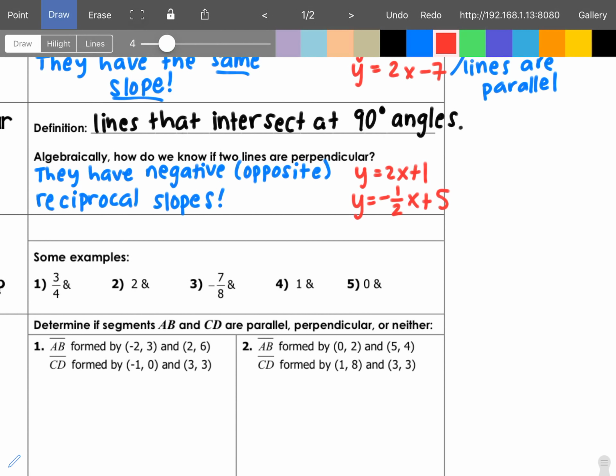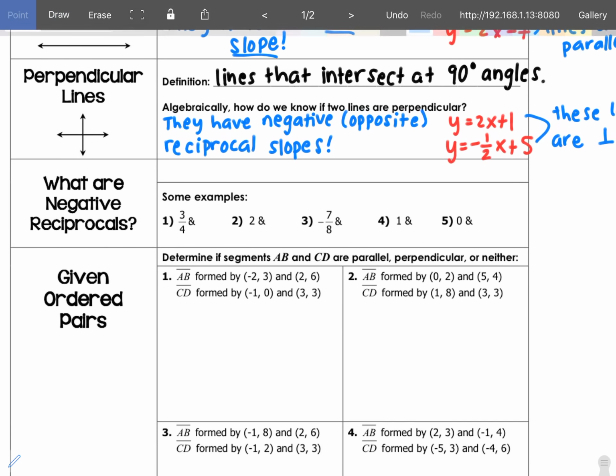So if you want to write it, just to remind yourself, these lines are perpendicular. I'm going to show you that we can write it like this. That symbol just means perpendicular. Those lines are perpendicular. So let's look at what negative reciprocals are. We talked about it up here.